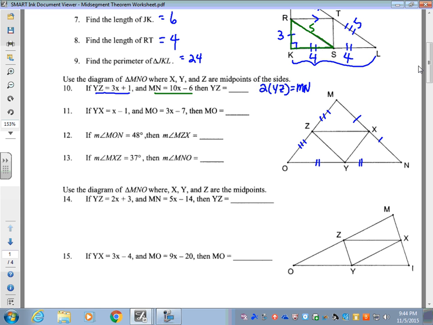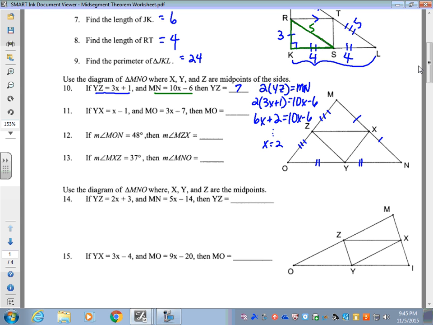So I can do an algebraic equation. 2 parentheses 3x plus 1 is equal to 10x minus 6. Distribute, we get 6x plus 2 equals 10x minus 6. And we can go ahead and solve for x. Subtract the 6, add the 6, 8 and 4. So we see that x equals 2. Hopefully you see that. Alright, so if x equals 2, they want us to find the measure of YZ. Well, YZ would be 7.